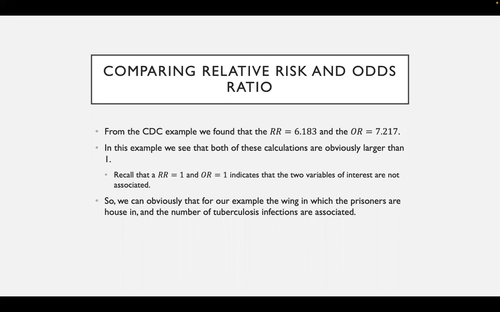Obviously, these two measurements we calculated, the relative risk and odds ratio for this example, are greater than 1. So we can see that the prisoners' wing they are housed in and the number of tuberculosis infections are associated, because these two, odds ratio and relative risk, are larger than 1.